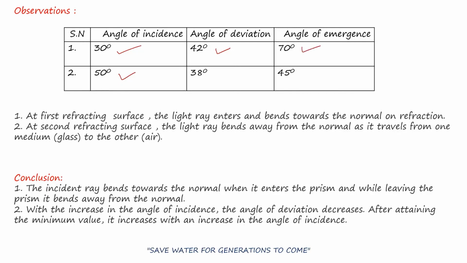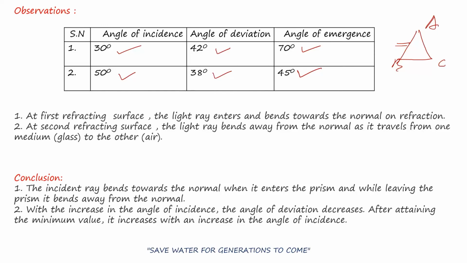Yes. Now when angle of incidence is taken 50 degree, then you can see angle of deviation is also changing. It is decreasing. So with increase in angle of incidence, angle of deviation is decreasing here. And angle of emergence is also decreasing, 45 degree. So here first point, what is in the observation? At first refracting surface. So this is the prism here and A, B, C. This is the first refracting surface here.